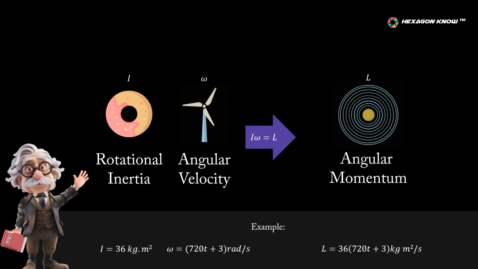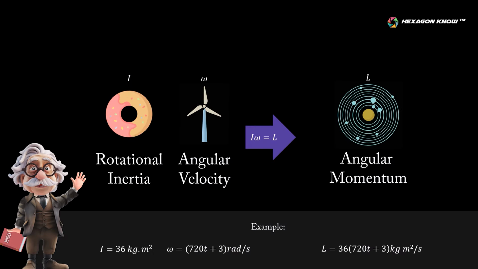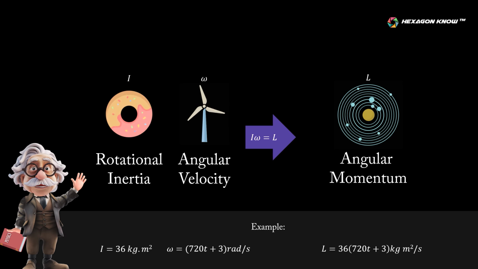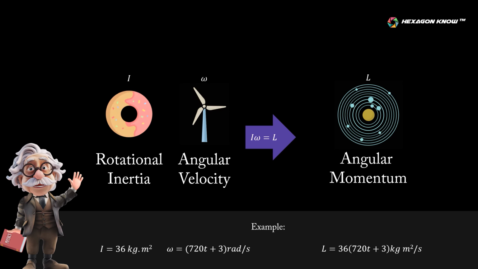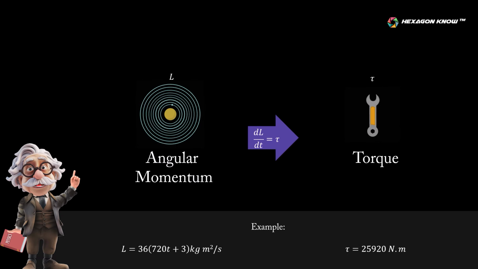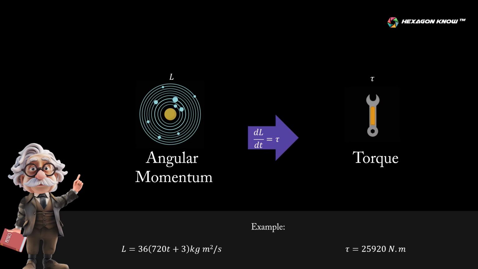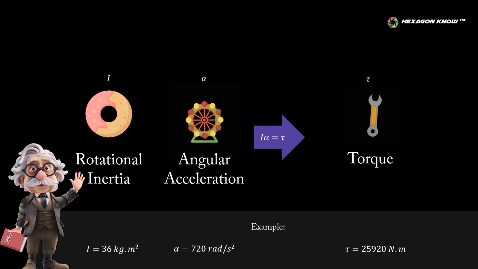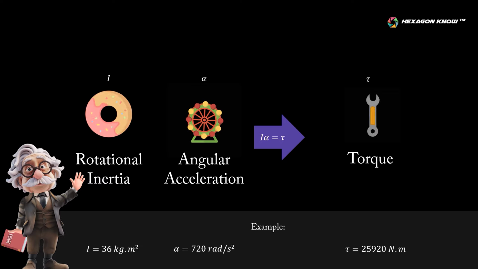By multiplying the rotational inertia and angular velocity, we have the angular momentum. Angular momentum is a measure of the rotational motion contained in an object. By taking the time derivative of the angular momentum, or multiplying the rotational inertia and angular acceleration, we have the torque experienced by the car's wheel. Torque is the rotational analog of force.